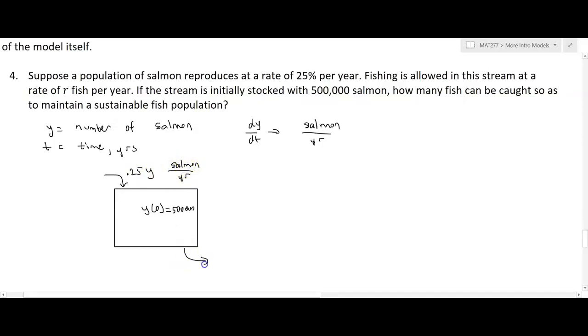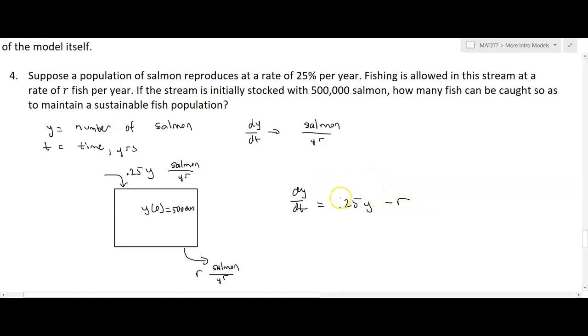Now what I have coming out is just the fishing. We're not taking into account death or migration, etc. We're just saying that there are R salmon per year exiting this model. And therefore our dy/dt is going to be the difference between those, which is 0.25y minus R. And you can see that we have that value of R in our model, just like we had a different valued parameter in our previous problem.